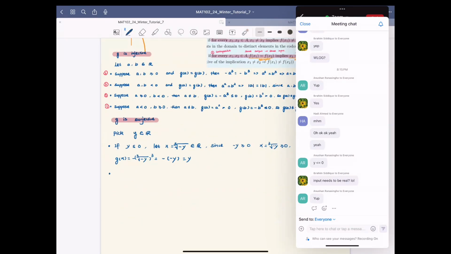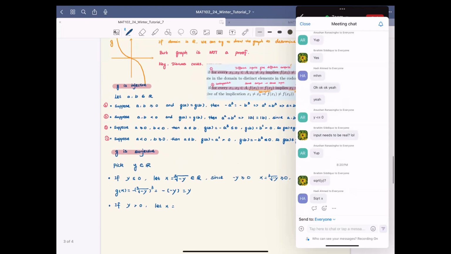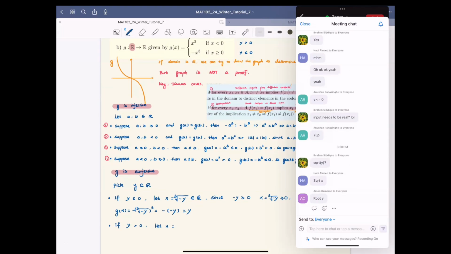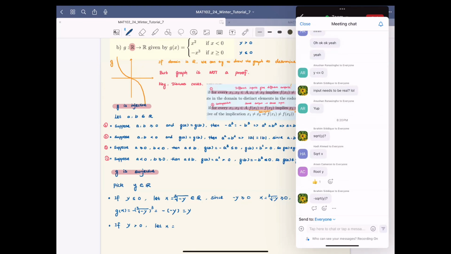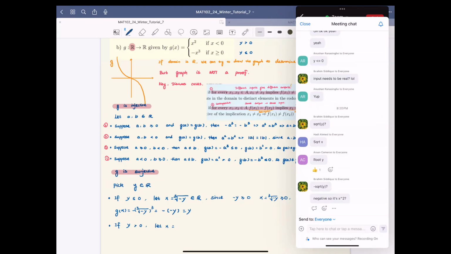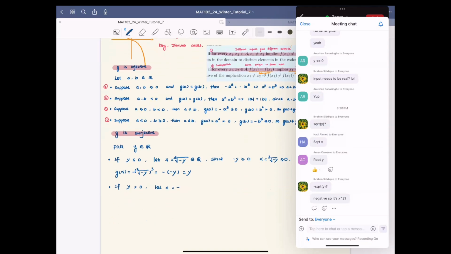So if y is greater than 0, I can let x be what? Anyone? Again, use rough work. Square root of y, negative root y. Do you want to pick negative or positive? It makes a difference. That's correct. We need to pick negative root y. This is a real number. Okay, let me show you why.